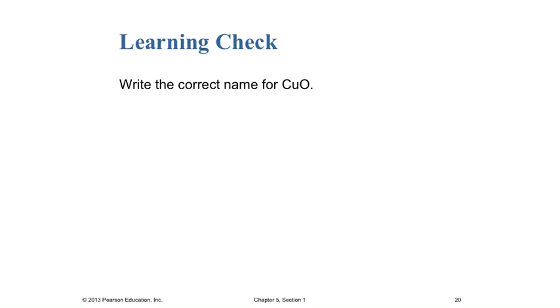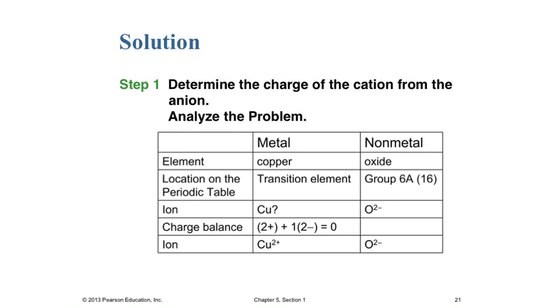Okay, here's a learning check for you to try to do on your own. Try to name CuO. Remember, your first step is to determine the cation and anion. The cation is positive, which is a metal, and your anion is negative, which is a nonmetal. So we have copper as our metal and oxygen as our nonmetal.